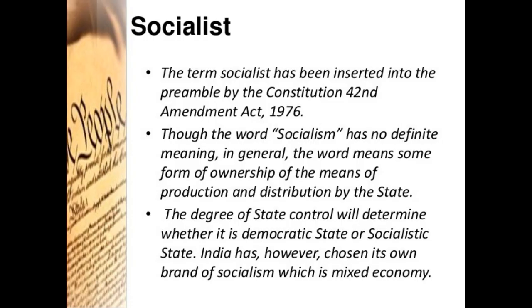Socialist. This term was added to the preamble by the 42nd Amendment in 1976. It stands for equality amongst all and equitable distribution of wealth, to eliminate discrimination and inequality on the basis of social standing and status. This principle also provides the right to equal pay for equal work.